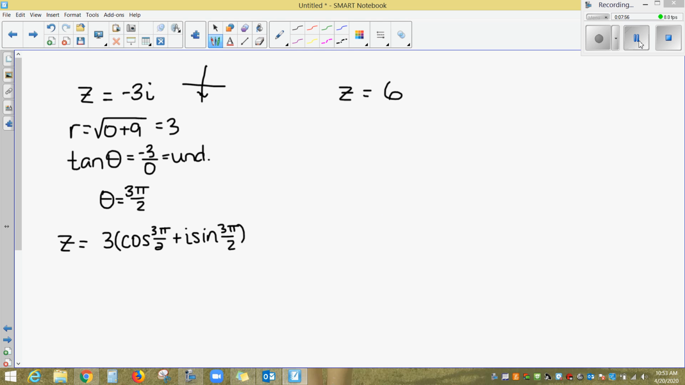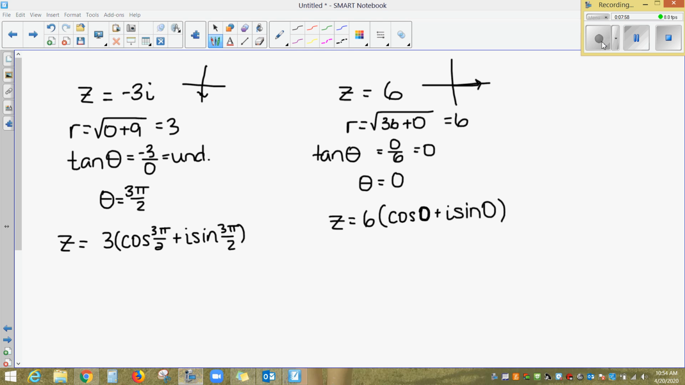Do the same thing for z equals 6 if you haven't. Alright, so r is going to be 6 here. The tangent of theta is 0 over 6, which is 0, and since we're straight to the right, that's an angle of 0. So here's our trigonometric form of that vector, or that complex number.